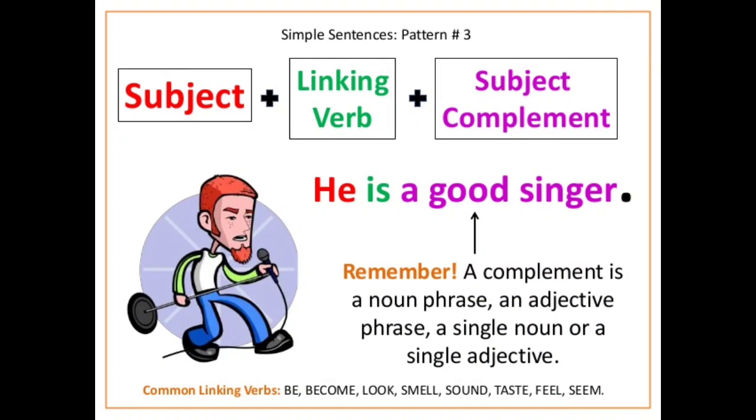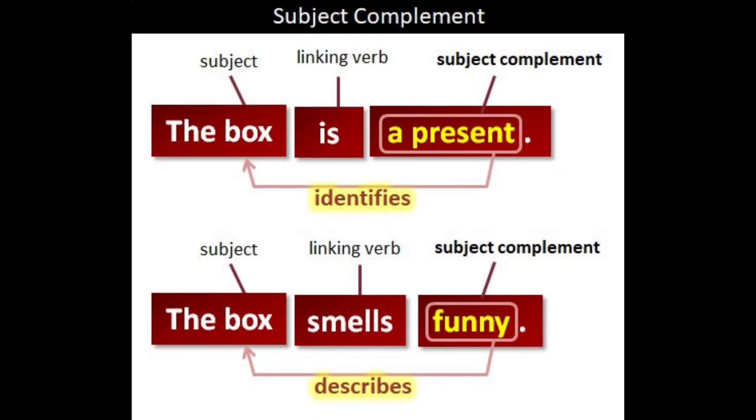Then look at the next example. Another example, he is a good singer. So he is the subject here. Is is a linking word. Good singer is the subject complement. So remember, a complement is a noun phrase or adjective phrase, a single noun or a single adjective. Here is one more example for subject complement. Look at the example. The box is a present. The box is a present. The subject is box, is is the linking word, and a present is the subject complement.